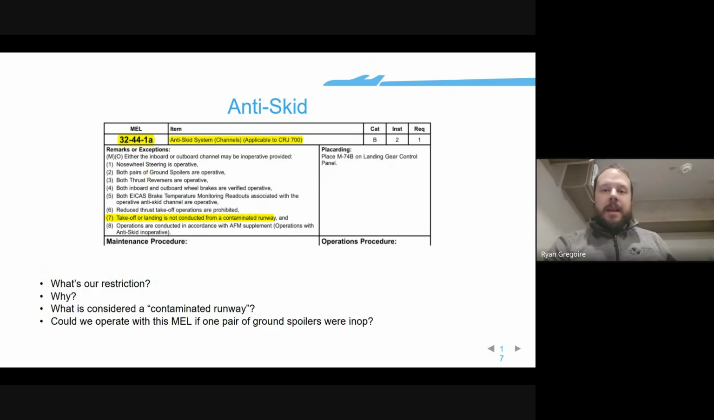They'll do a brake functionality test. The pilot will engage the brakes and release the brakes, and a mechanic has to be down there watching and reporting to the crew that every set of brakes actually engages when the pilots engage the brakes. Both ICAS brake temperature monitoring readouts associated with the operative anti-skid channel are operative. We see that reduced thrust takeoff operations are prohibited.